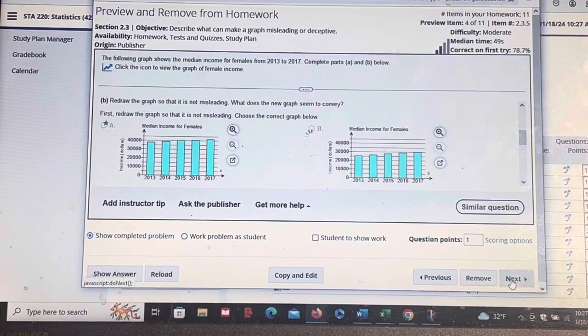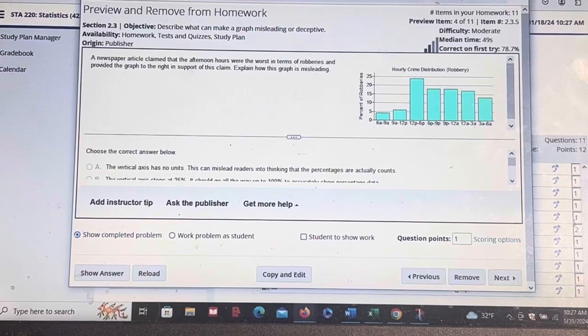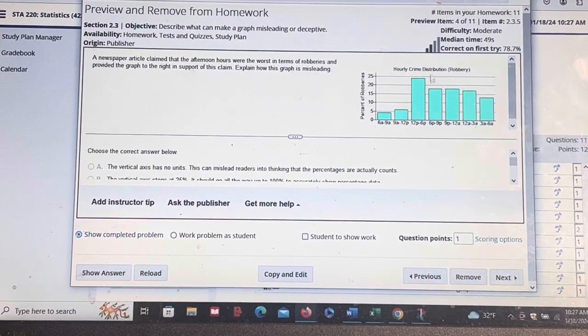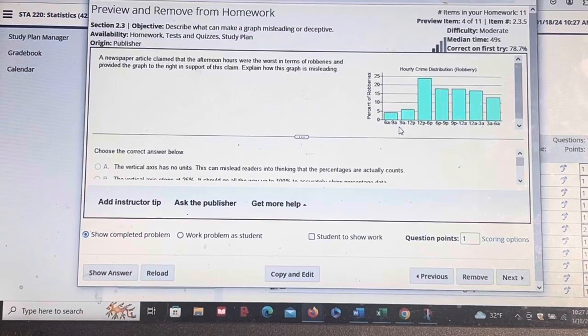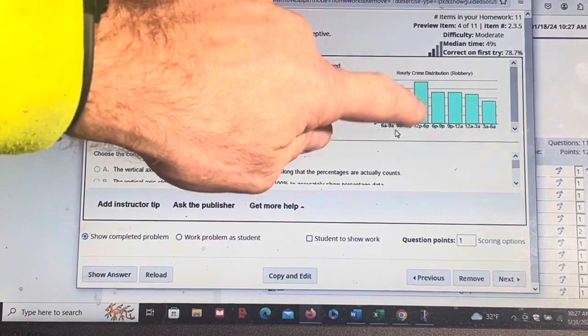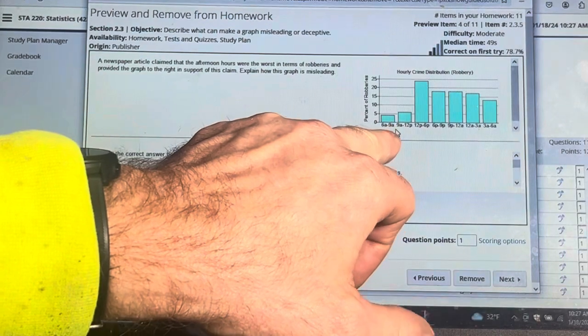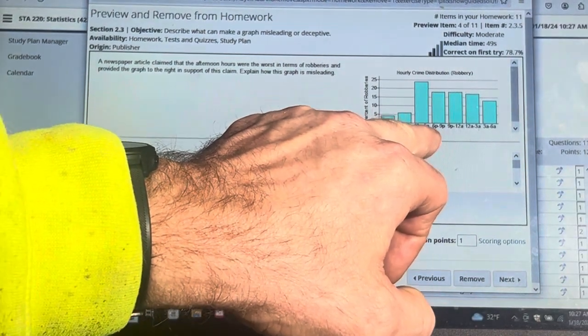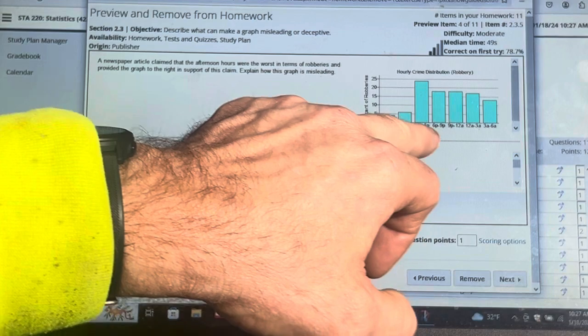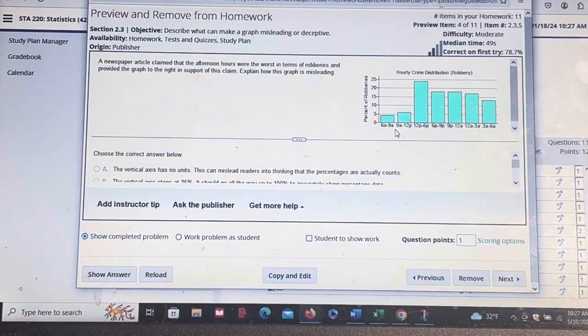We'll look at one or two more here. This is number 4. And wow, look at this big tall one right here. The newspaper article claimed that the afternoon hours were the worst in terms of robberies and provided a graph at the right in support of this claim. Yeah, that's quite a big jump there right in the afternoon. But if you look at this, here's what's misleading. This is from 6 to 9, 9 to 12, 12 to 6, 6 to 9. This is a 6-hour period. All these other ones are 3-hour periods. So that's making it a little misleading.